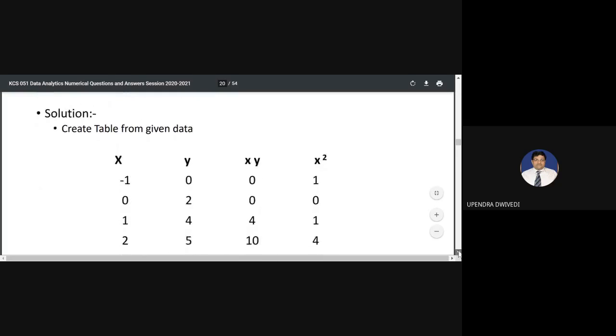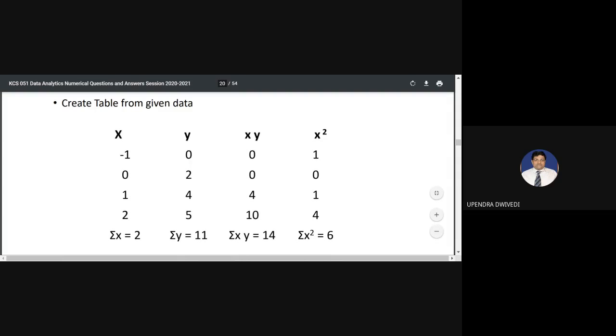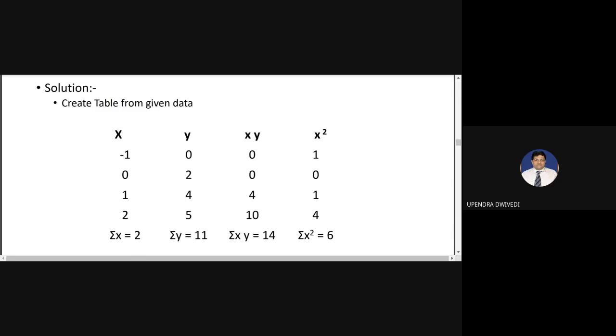So first we create the table from the given data points. As you note, the earlier data points were minus 1, 0, 0, 2, 1, 4, 2, 5. From that we have extracted x1 as minus 1, y1 as 0, x2 as 0, y2 as 2, x3 as 1, y3 as 4, x4 as 2, and y4 as 5.